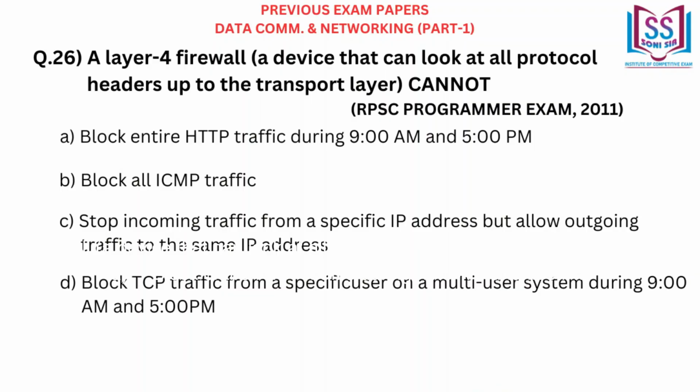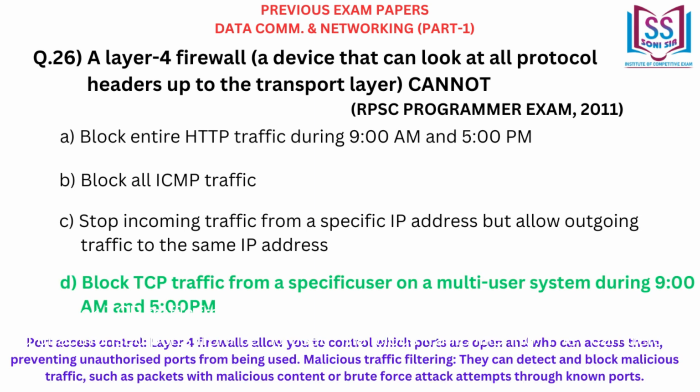A layer 4 firewall, a device that can look at all protocol headers up to the transport layer, cannot: A. Block entire HTTP traffic during 9 a.m. and 5 p.m. B. Block all ICMP traffic. C. Stop incoming traffic from a specific IP address but allow outgoing traffic to the same IP address. D. Block TCP traffic from a specific user on a multi-user system during 9 a.m. and 5 p.m. Correct answer: D.